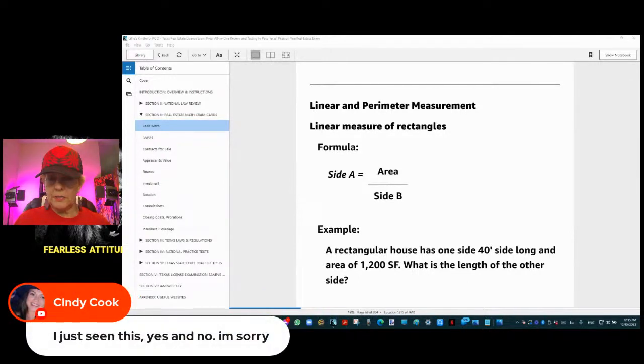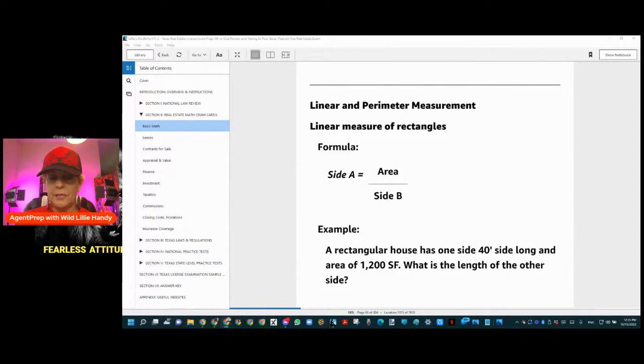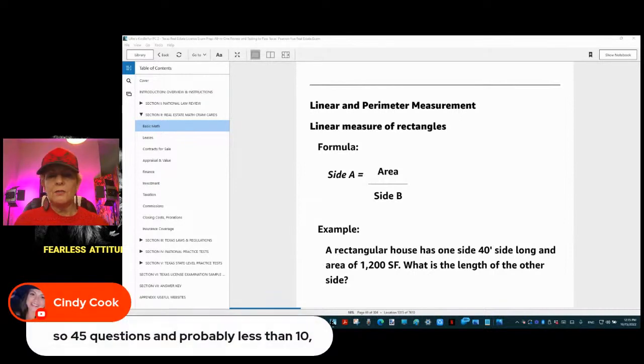So let's see. Cindy says, I just seen this. Yes and no. I'm sorry. Oh, that's okay. So yes, she's already passed one exam. She passed the national. Now she's going to take the state. So 45 questions and probably less than 10. Yes. So on the state, you've got 40 questions and you probably have about 8 math questions, if that.